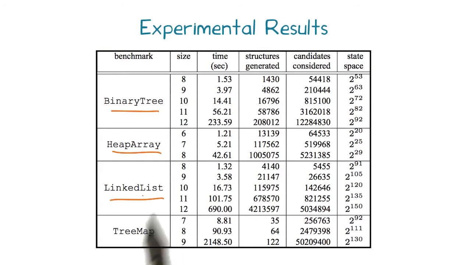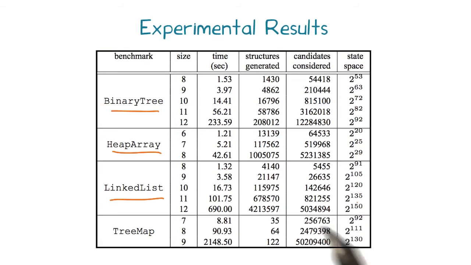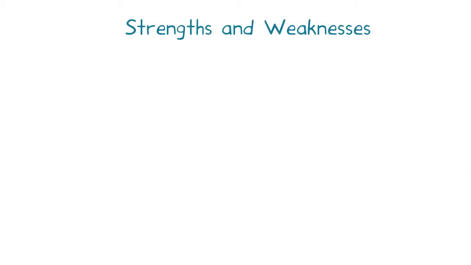And for linked lists, the state space grows by a factor of 32,000 for each node, but the number of candidates considered by Korat only grows about 6-fold per new node. The time taken to run these tests is on the order of minutes or even seconds, so Korat could be easily included into regression tests to ensure that code changes don't break previously established functionality. Let's wrap up our discussion about Korat by summarizing its strengths and weaknesses.